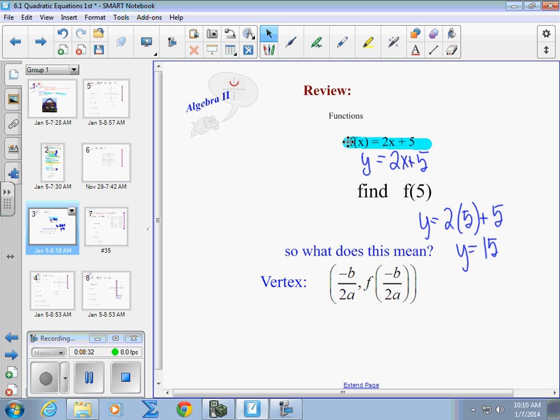So, having reviewed that, what does all this mean? Well, that says negative b over 2a. That's the x value. And what is this telling you to do? Find the y value. What that's asking you to do is take negative b over 2a and plug it in the function to find y.